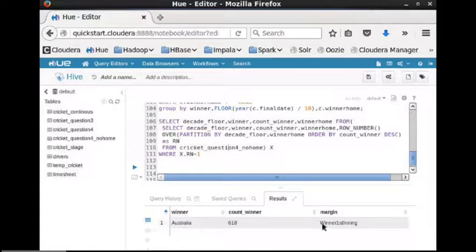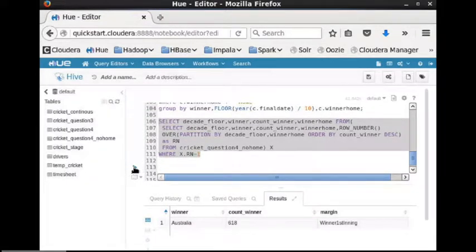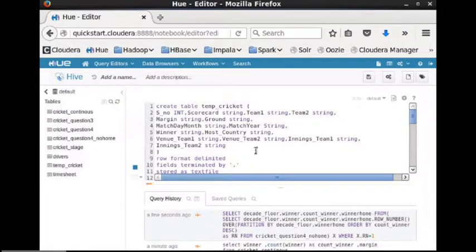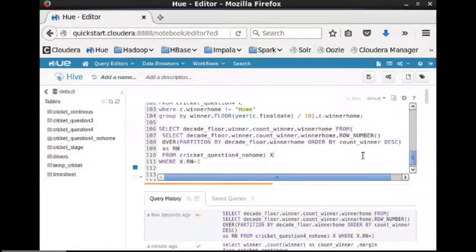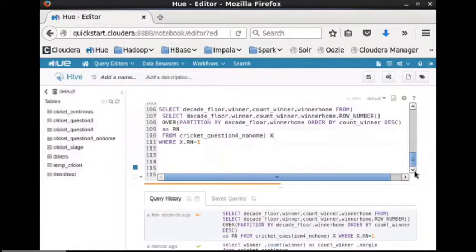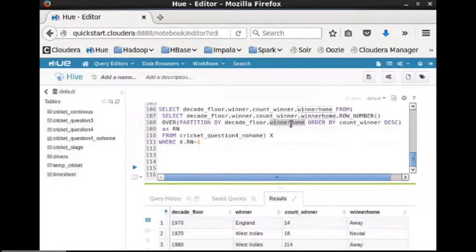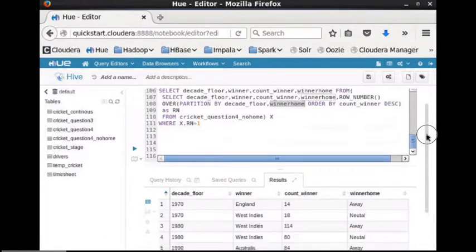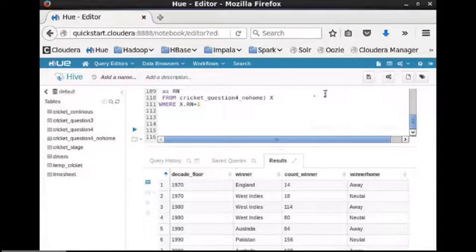For the next question, which of first innings or second innings had the highest number of wins? And it was first innings. Similarly, the last question was similar to 3B, where we had to find out if it is away or neutral. So I created another group by for that and partitioned, and I created another column, winner home, which would have away or neutral. So each decade would have away and neutral. Thank you.